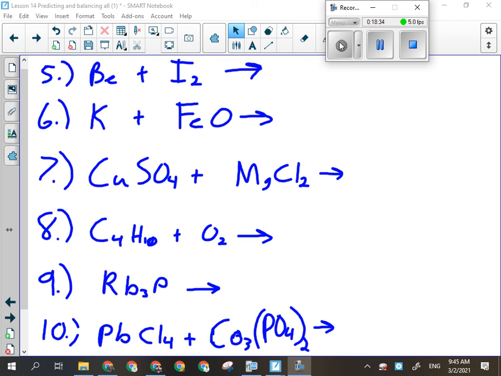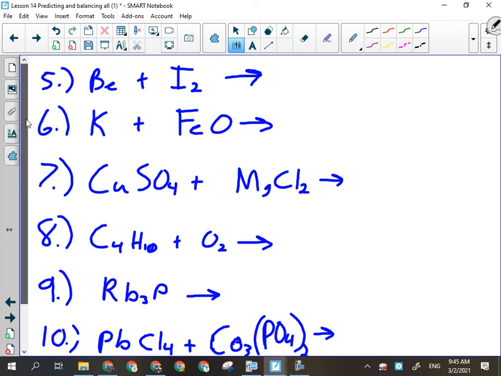Okay, so for number 5, I've got beryllium reacting with iodine. Okay, so both of them are elements. So what kind of reaction are we looking at? This is a synthesis reaction. All right, so in a synthesis reaction, the pattern is that the 2 elements will combine to form a single compound. All right, so that means that beryllium will end up with iodine.